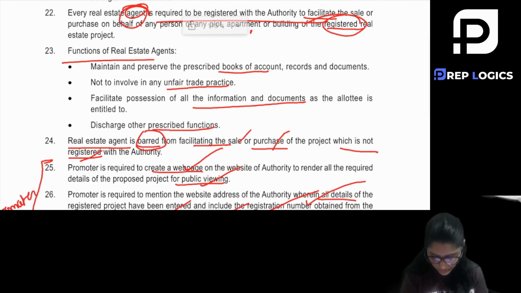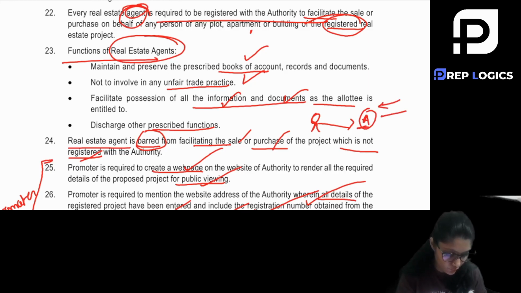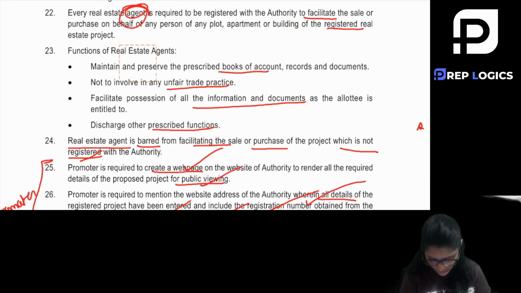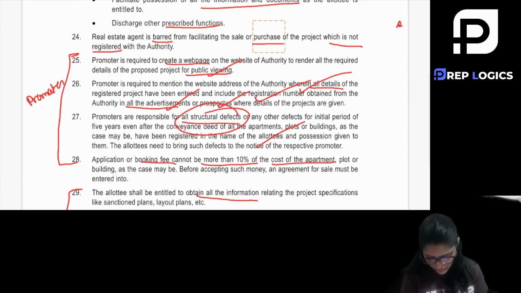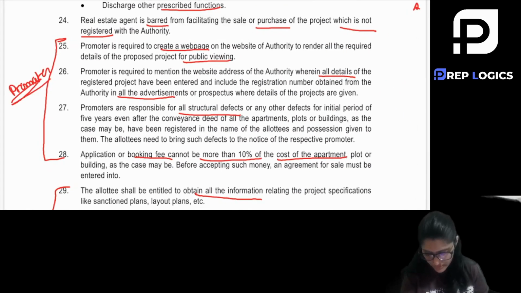Now what are the functions of real estate agents? To maintain books and accounts, not to indulge themselves in unfair trade practices, to give all the information and documents to the allottees. Now the allottees will go to the agent and will ask for some flats, etc. Now the agent will give them all the information and documents about the real estate projects. Okay, I hope you are getting this point. And discharge all other functions as may be prescribed. Now these are some of the points that cover the promoters.